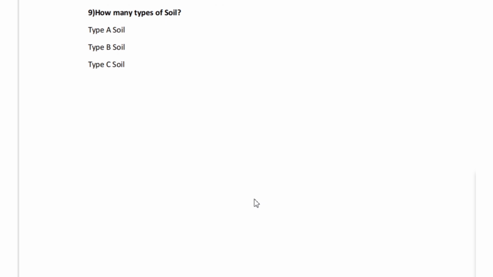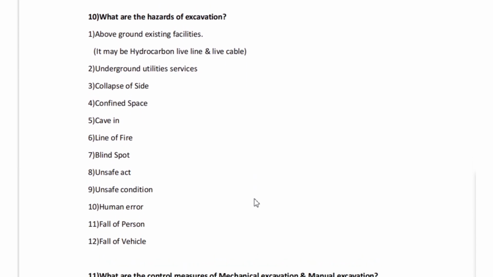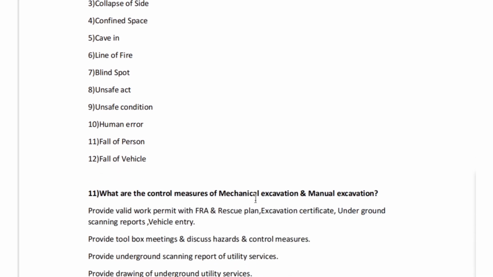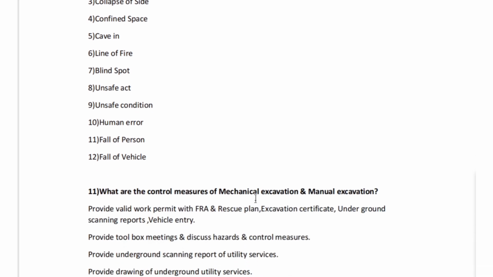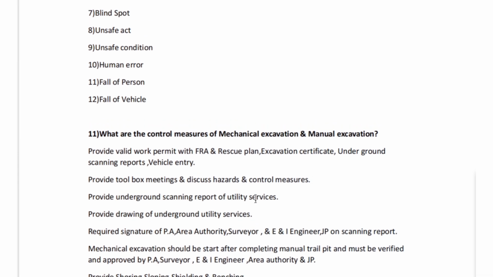How many types of soil? There are various types of soil: type A soil, type B soil, type C soil. What are the hazards of excavation? Above ground existing facility, underground utility services, collapse of sites, confined space, cave-in, line of fire, blind spot, unsafe act, unsafe condition, human error, fall of person.